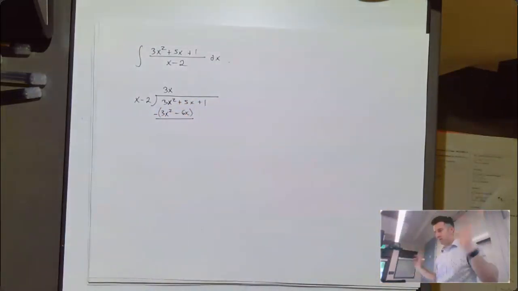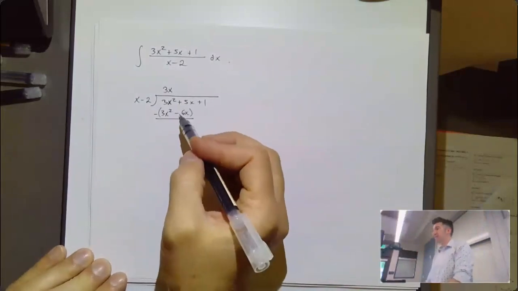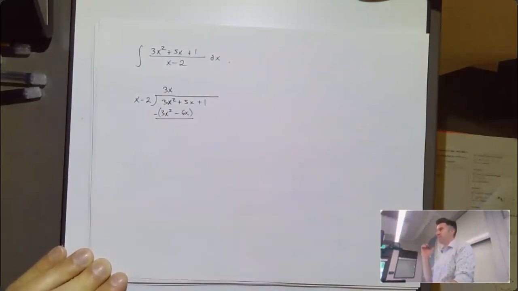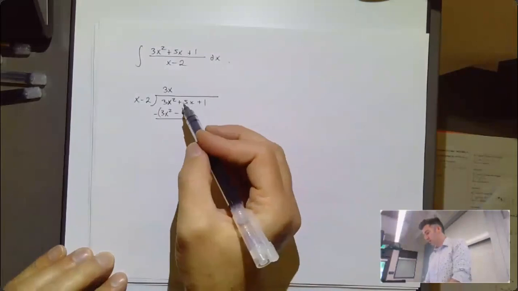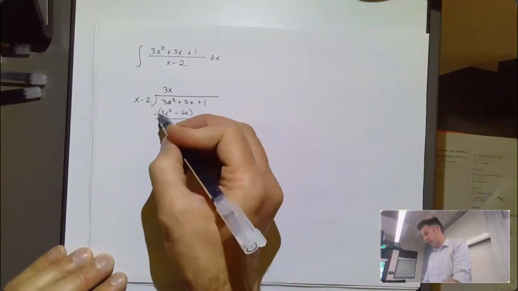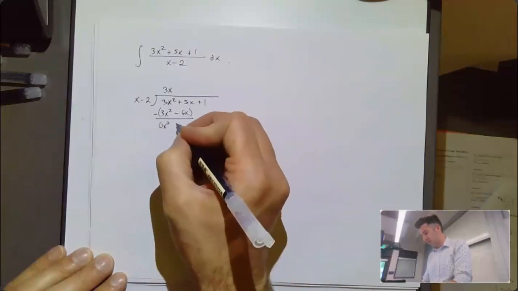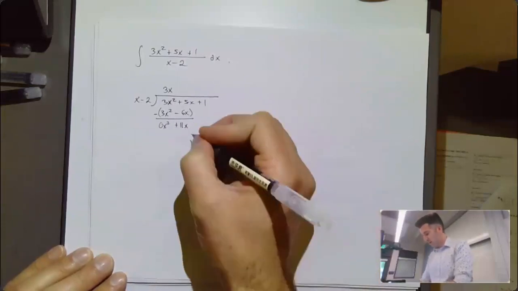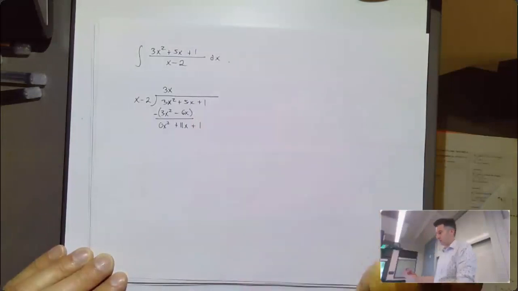Add also works just fine. Just make sure you're careful, especially when it's negative here. It's easy to mess up the addition or subtraction. So that's 0. You don't really need to write that. And then 5x minus minus 6x is 5x plus 6x, which is 11x. Bring down the next term, wash, rinse, repeat.